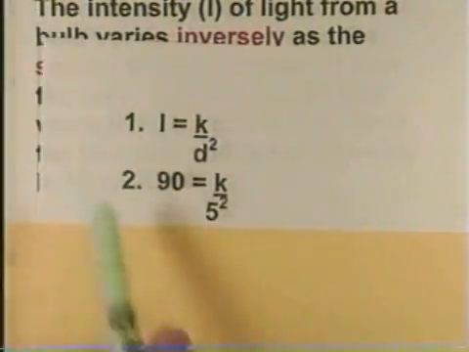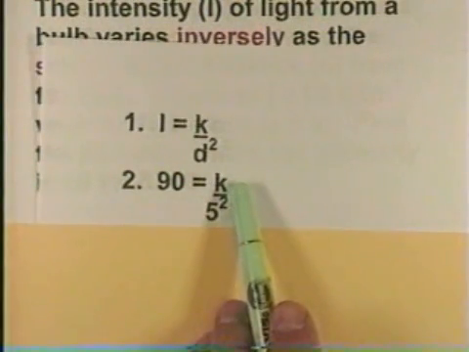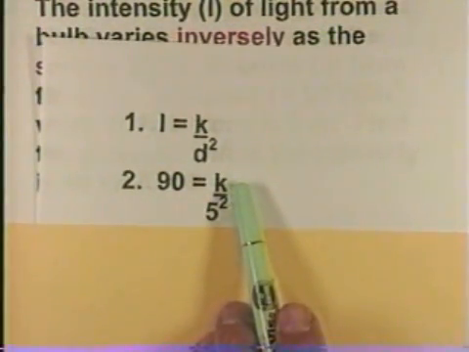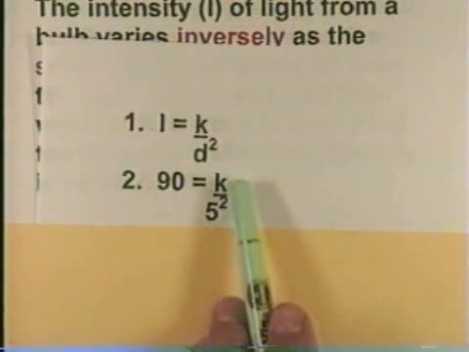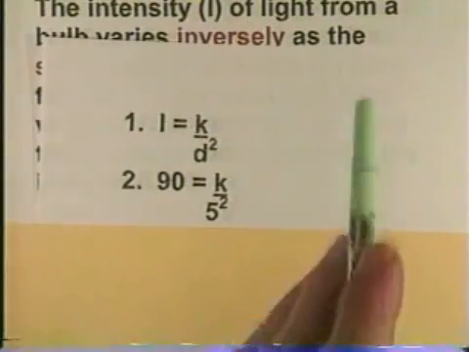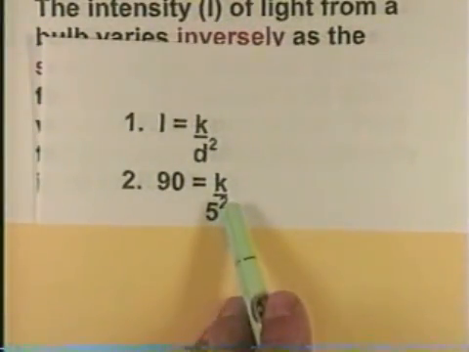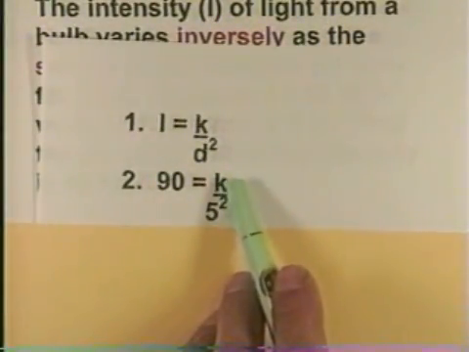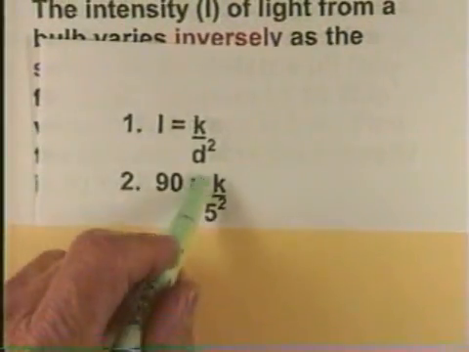So I'm trying to find the constant for this particular bulb. The particular situation in this case is the particular bulb. If you change bulbs, you're going to change K, but we're not. We're keeping the same bulb. So for this bulb, the K would remain constant.